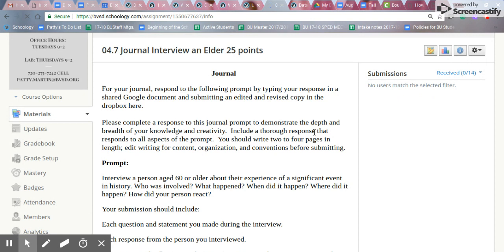Okay. First assignment that you have for this week, a journal entry. You're going to interview an elder. It's worth 25 points. And this is 2 to 4 pages in total. Okay. So it can be smaller, it could be greater.